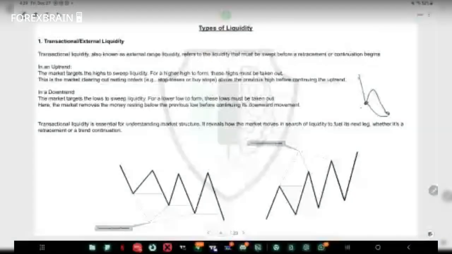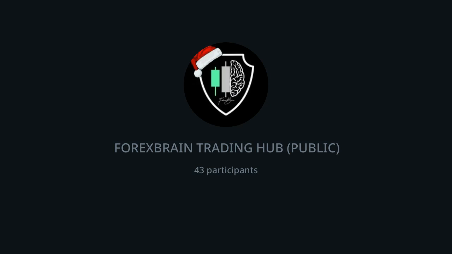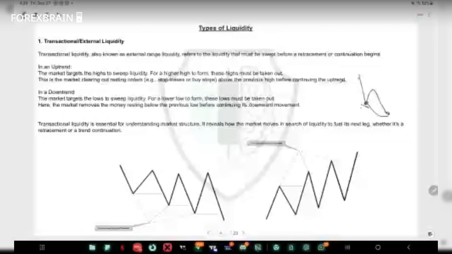So they are, what is it called? All the lows in a bearish environment are the lows that will be taken, even if any retracement actually takes place. Do you get? So in an uptrend, the market targets the highs to sweep liquidity for higher highs to form. Yes. So these highs must be taken out for a bullish environment.